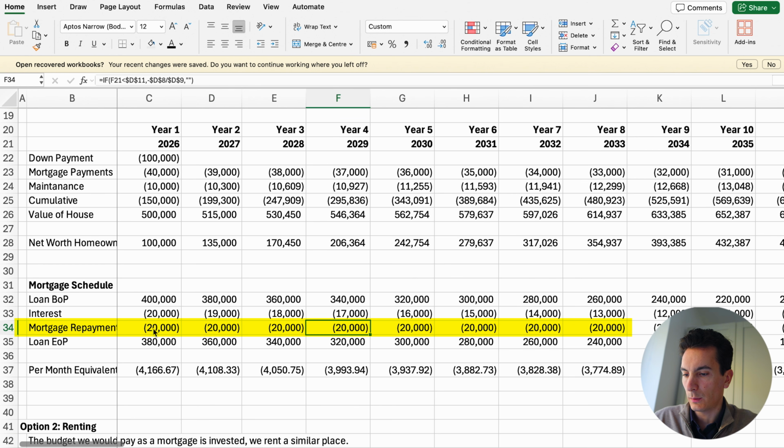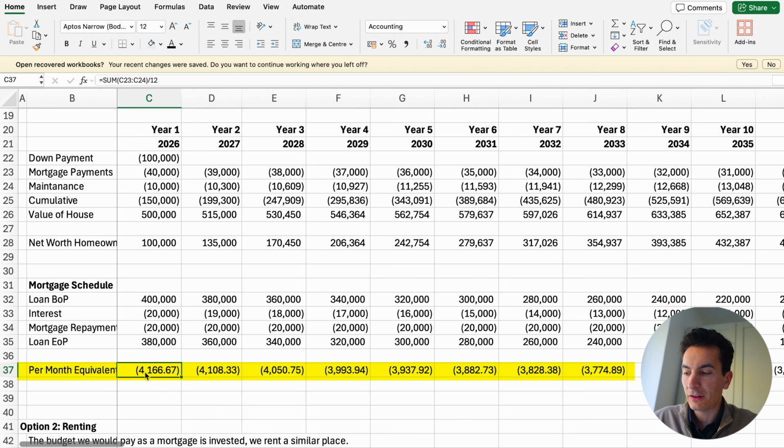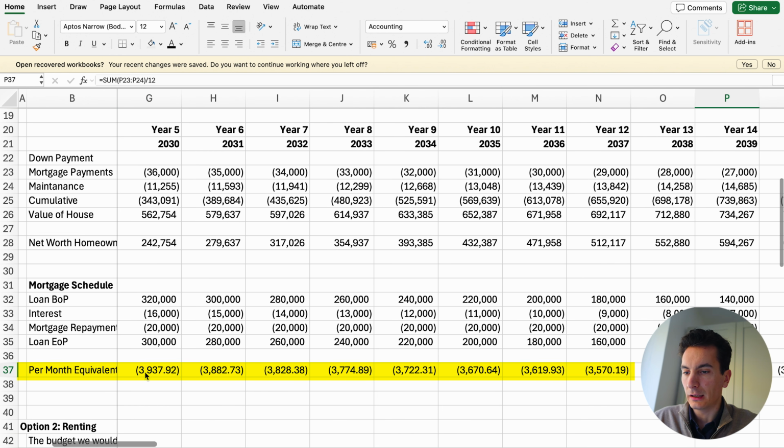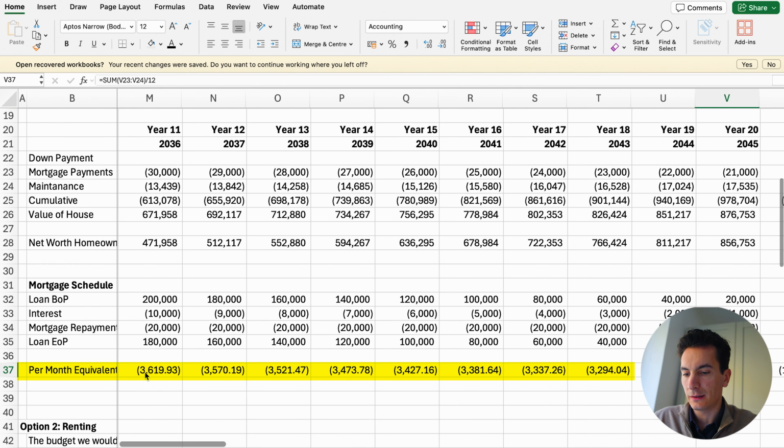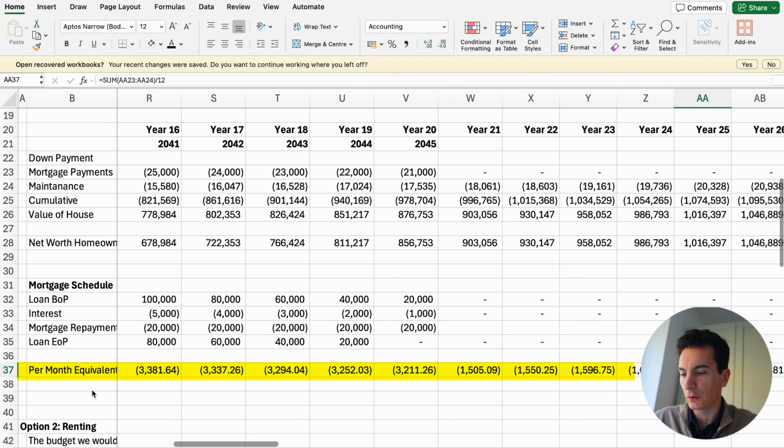You repay 20,000, and therefore that principal decreases and your interest payments are lower. For your information, I put in a per month equivalent calculation here, so you can see the cost of living in your house per month in that specific year. And you can see that decreases, and then it goes obviously down by quite a lot once you are the full owner of your house because you no longer have these mortgage payments.